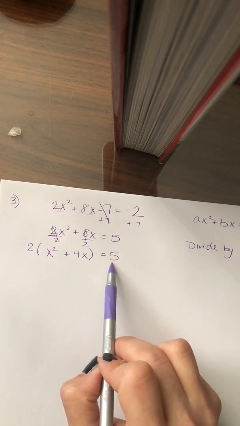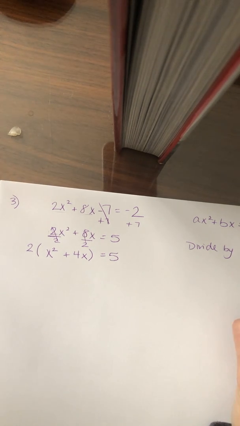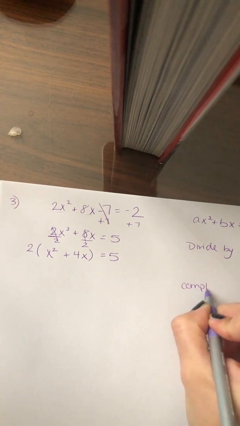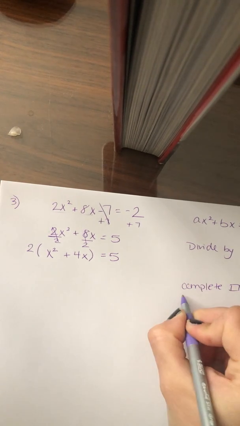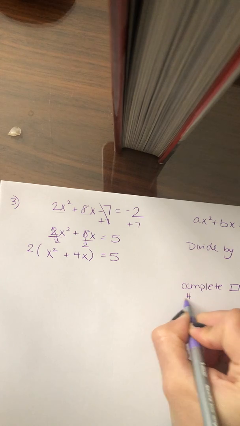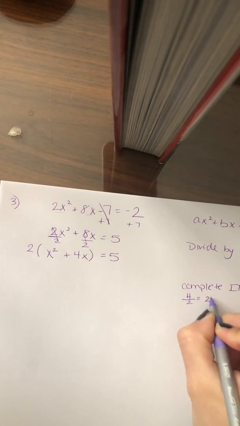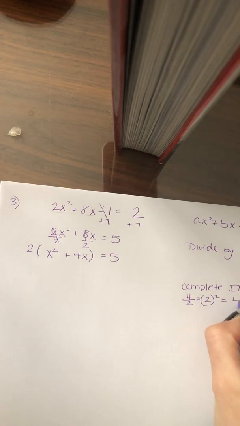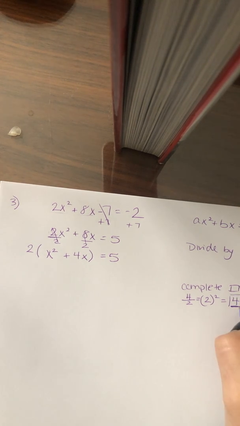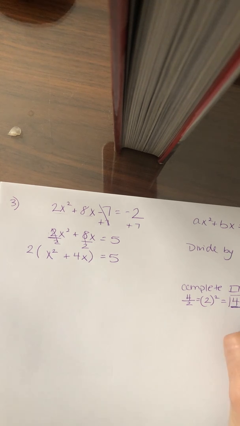Okay, step 3 says take 1/2 of the coefficient. So this is the completing the square process. So you're going to take that 4 divided by 2, which is 2. You're going to square it to get 4. So this is the number that's going to be added to both sides of the equation. So this is step 3.